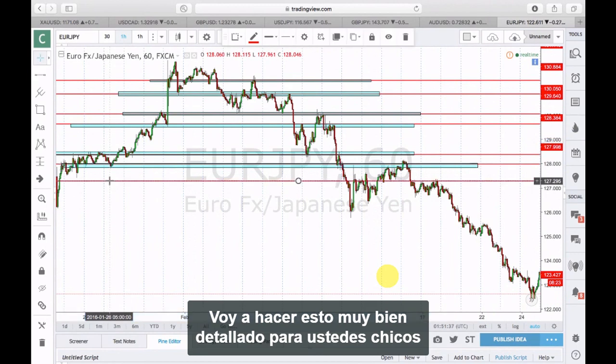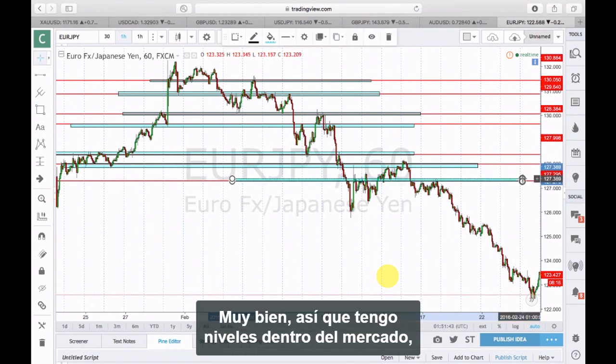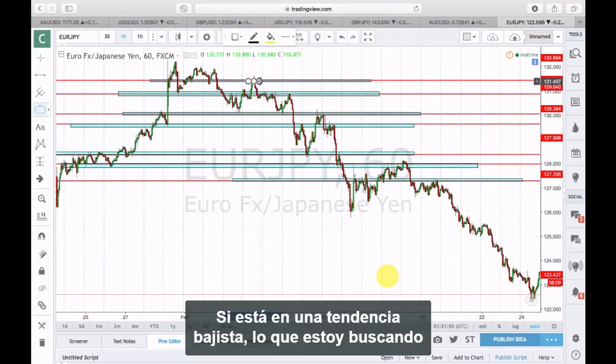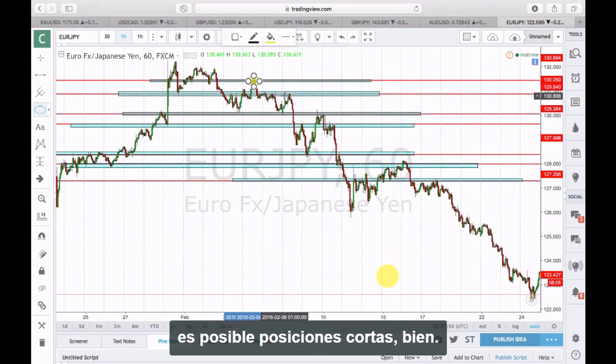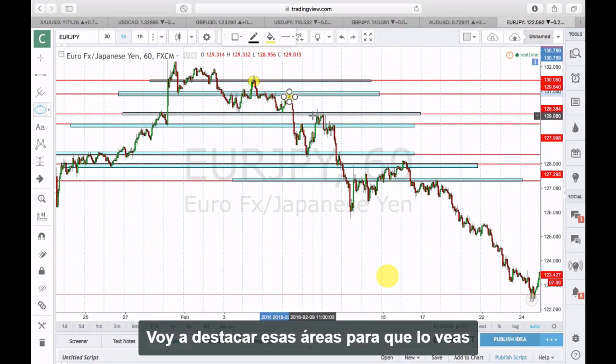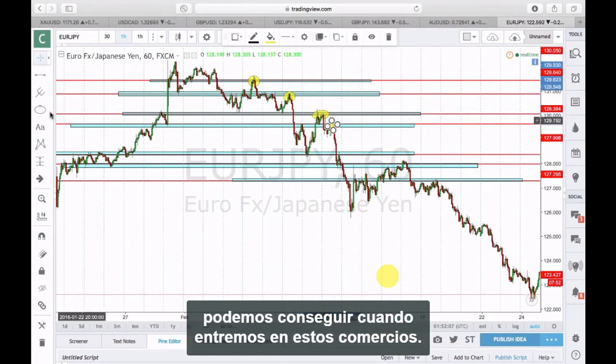All right. I'm going to make this in super good detail for you guys so you can see clearly. Okay, let's start. All right. So I have levels within the market. I'm going to highlight the areas I'm going to be looking at for setups. If it's in a downtrend, what I'm looking for is possible short positions. Okay. Possible short positions. I'm going to highlight those areas for you so you can see how strategic we could get when entering these trades.